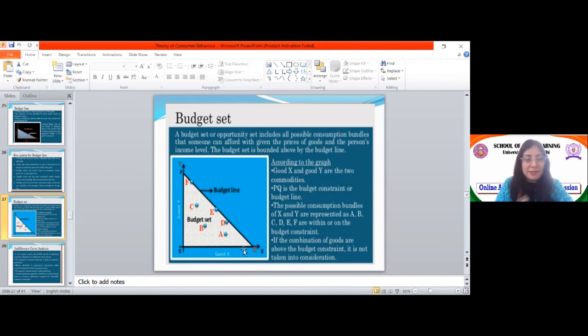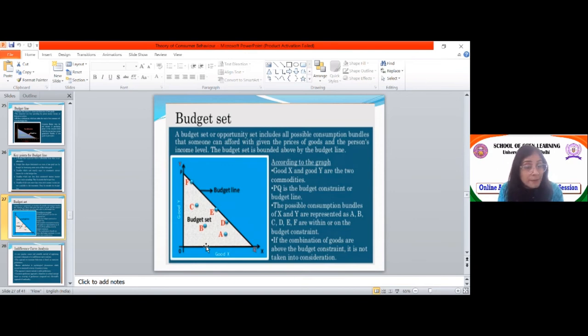Just tell me, whatever I have explained so far, what combination will be better for you? So according to the graph, good X and good Y are the two commodities. This is good X, this is good Y, which we had taken on the vertical axis. PQ is the budget line. Beyond this, things are not affordable. Inside, we can afford all these combinations. The possible consumptions of X and Y are represented as A, B. Like we can have this much of good Y and this much of good X, maybe this much of good Y and this much of X, this much of Y and this much of X. So we can choose these bundles. But the combinations of goods above the budget constraint are not affordable. So in this diagram, we can choose any bundle.